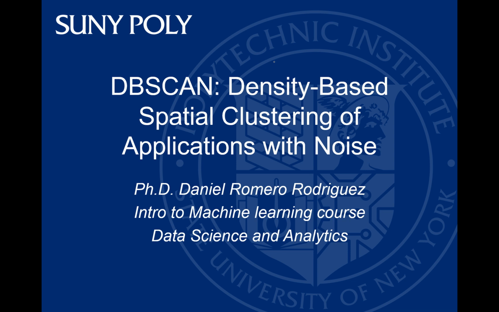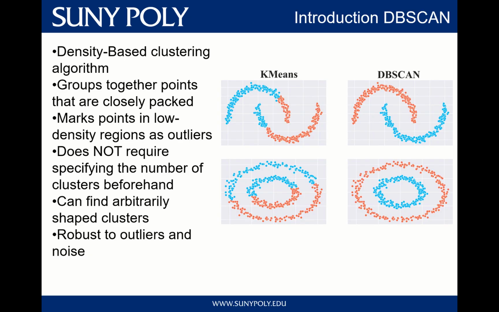In this one, we're going to talk about a specific algorithm for clustering. The name is DBSCAN, Density-Based Spatial Clustering of Applications with Noise. It's a very intuitive algorithm, I really like it. So let's see how it works.